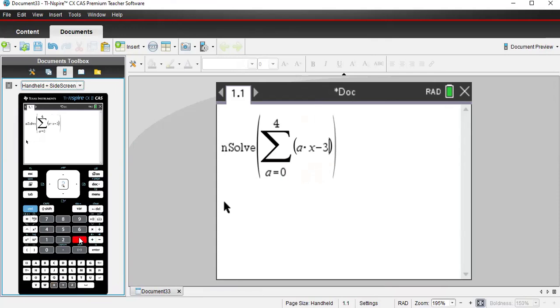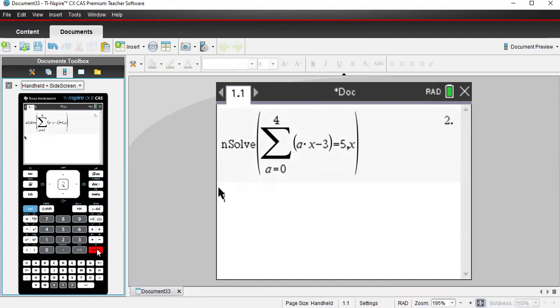And then I'm going to get outside of there and I'm going to say equals 5. Now, whoops, not 8, 5. And then you have to put what variable you're solving for, comma, and I'm solving for X. So I put X here. So this is what you need to do: nSolve with the summation symbol from A equals 0 to 4, make sure there's a multiplication, and then set it equal to 5, press enter. It says that the answer is 2.